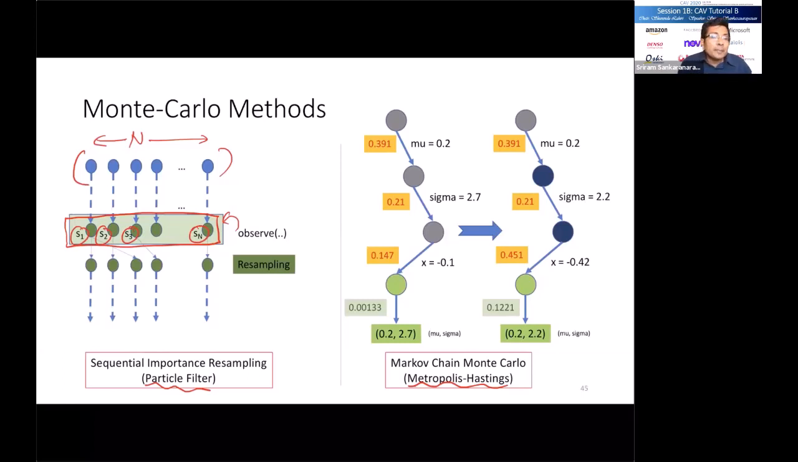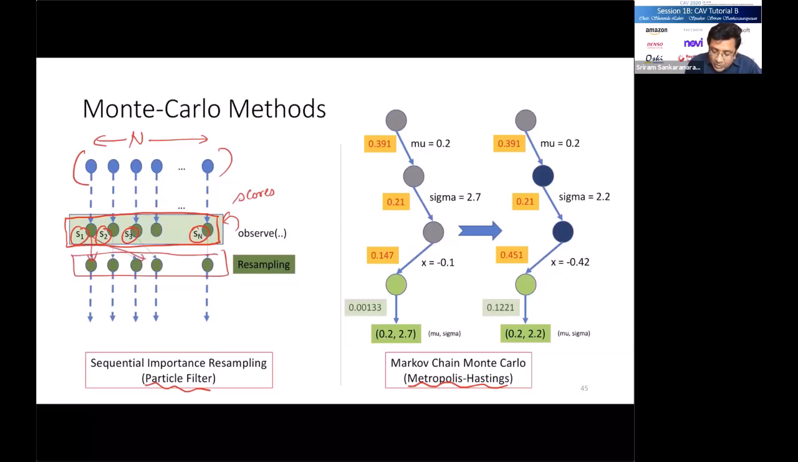If it's a soft observe statement, you have these numbers, these probabilities that come from these soft observe statements. These are called the scores. What you then do is you resample to keep your number of executions, these are called particles, the same, but you resample in proportion to the score.